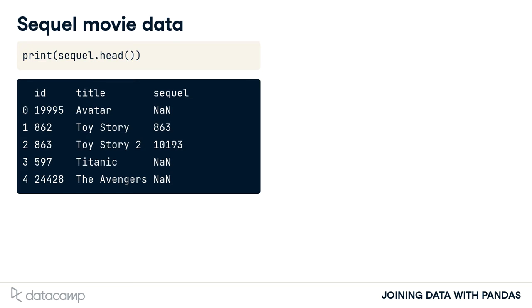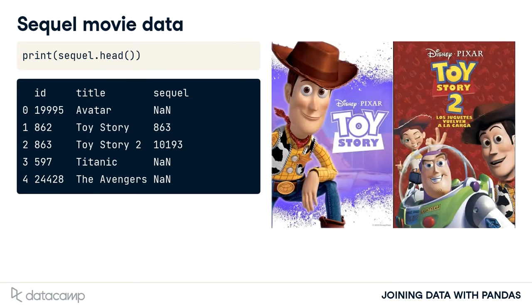For example, in the second row, the movie is titled Toy Story and has an ID equal to 862. The sequel number for this row is 863. This is the movie ID for Toy Story 2, the sequel to Toy Story. If we continue, 10193 is the movie ID Toy Story 3, which is the sequel to Toy Story 2.